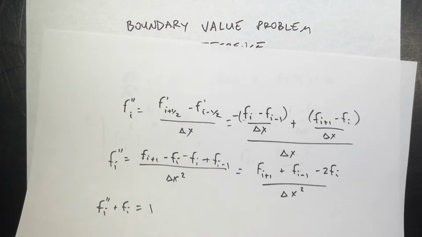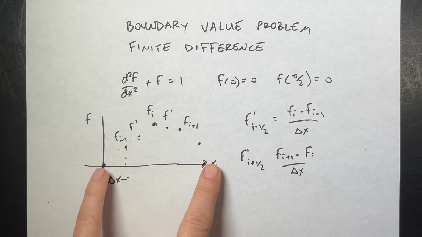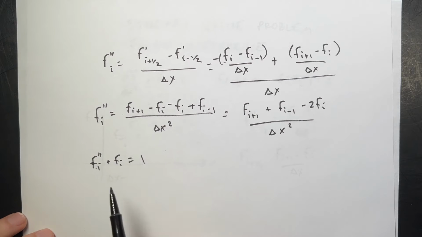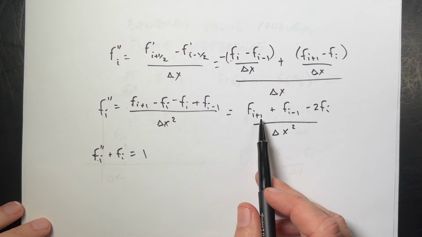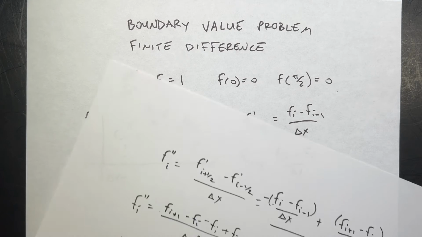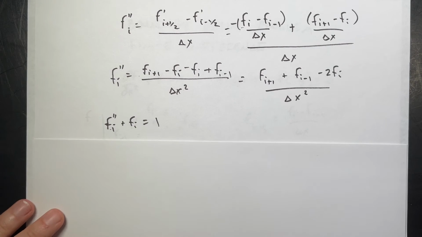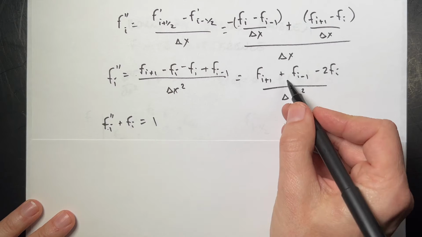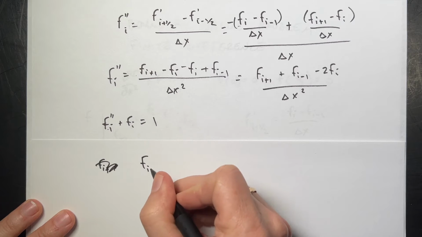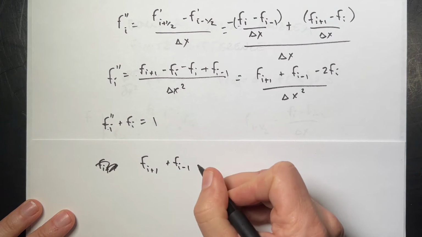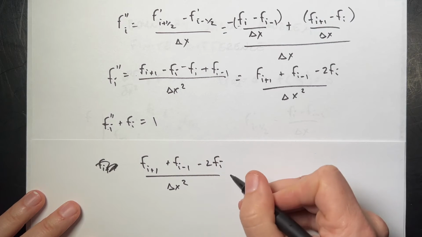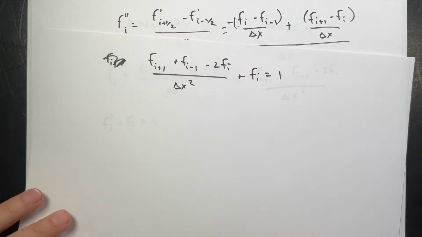So I can do an iterative approach for this problem, but I'll keep these boundary values the same. I'll have those fixed. If I put my second derivative into my differential equation, that is what I had. I'm going to use another piece of paper. I'm using a lot of paper because I'm writing big. So let's put this in: f_{i+1} + f_{i-1} - 2f_i over delta x squared, that's f_i double prime, plus f_i equals 1.